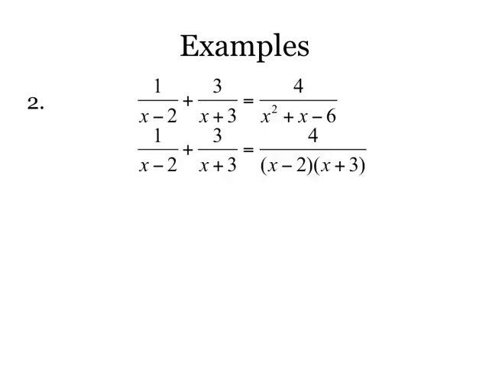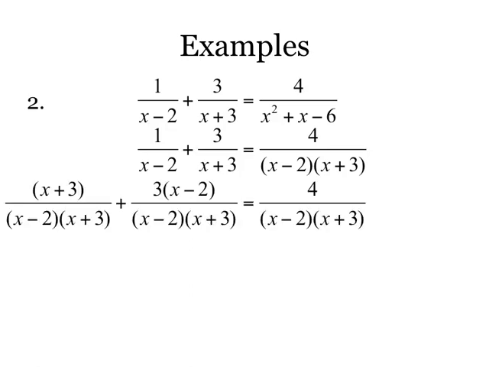And now what we're going to do is rewrite the two fractions on the left to have the same denominator as the right-hand side. So since we have x minus 2 and x plus 3, and both of those happen to be the denominators on the left-hand side, we can go ahead and multiply each of those fractions by the factor that's not there. So for the first one, multiply by x plus 3, both the numerator and the denominator. And for the second one, multiply both numerator and denominator by x minus 2.